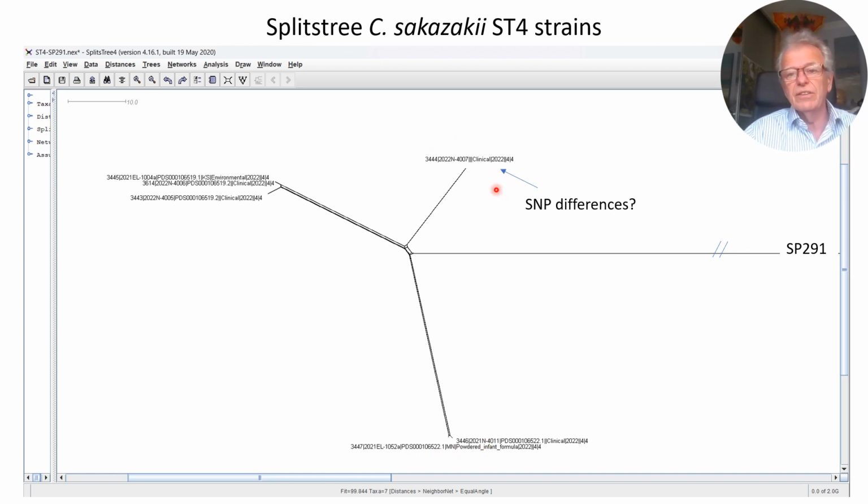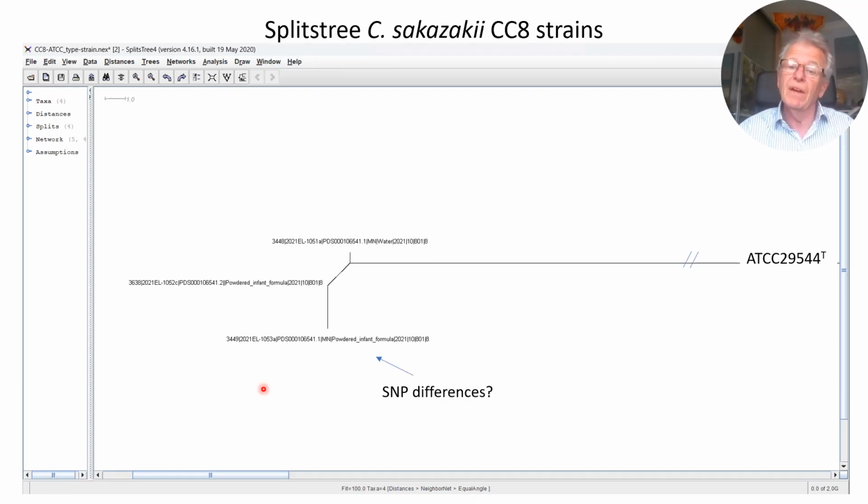It is a clinical isolate, and it looks like it's clustering with the others that the CDC reported, but they did not report that particular strain. Similarly, they did not report this clonal complex 8 strain. Here are the strains which they did report in their paper, and here's the third one. Again, you can download that genome for yourself and do your own analysis. For those who are interested, it's actually the type strain for Cronobacter sakazakii. It is an ST8 strain, so I've used that as a rooting organism for the splits tree analysis.